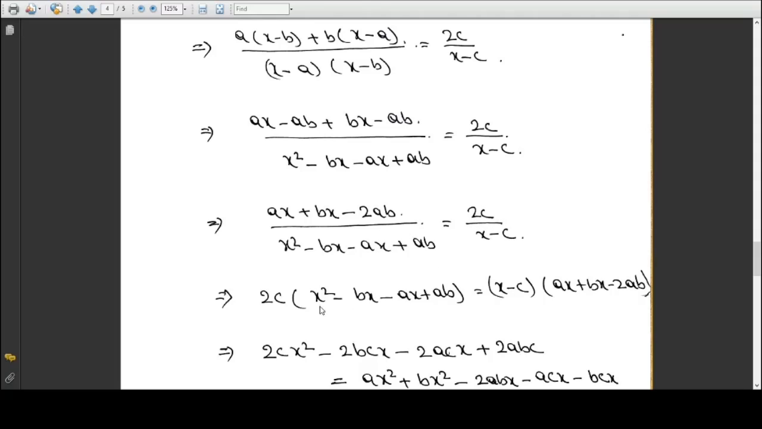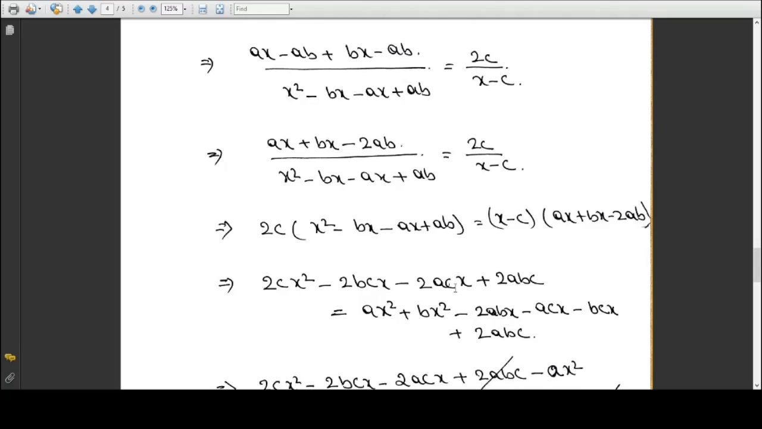Okay, 2c, x square minus bx plus this one. The whole of this you multiply with 2c, and the whole of this you multiply with x minus c. Now we'll do the multiplication with the terms within the bracket. 2c multiplied by x square, you'll have 2cx square only, and plus minus is minus 2c multiplied by bx. Of 2c, which letter comes first? B comes first, then c comes later. That's why I've written 2bcx.